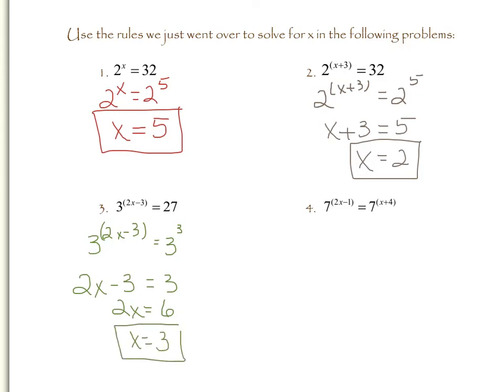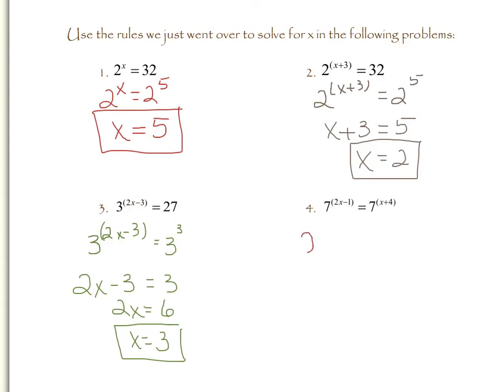Well, let's check that one real quick. I'm going to plug 3 in for that x, and 2 times 3 is 6. 6 minus 3 is 3. So I have 3 to the 3rd power equals 27, and that's true. Now let's do the 4th example. And they've made this one easy on us. The bases are the same, so I don't have to worry about that. I can simply set my exponents equal to each other.